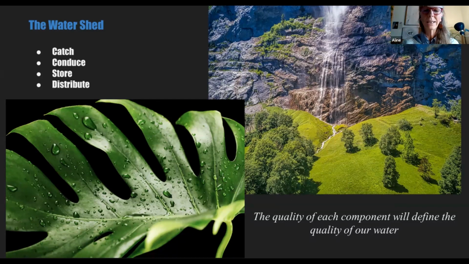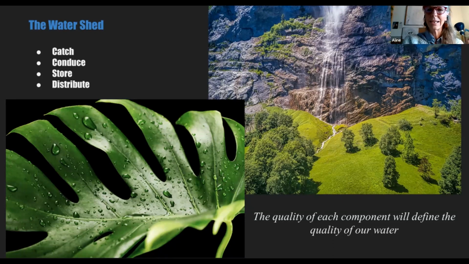So we're catching water, we're conducing water, water is then stored, and after that water will be distributed. And this is the same for a huge watershed or a smaller watershed, which is also visible in this leaf, and then even smaller after that, etc. And the final quality of the water that we will be using depends on the quality of each of these elements.